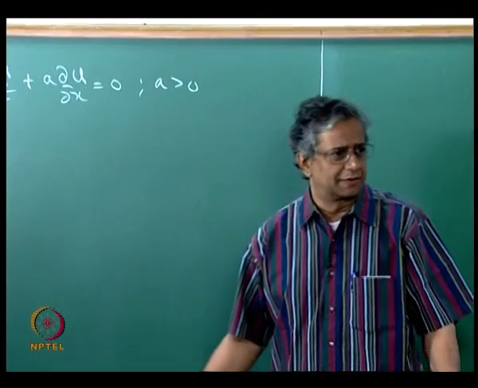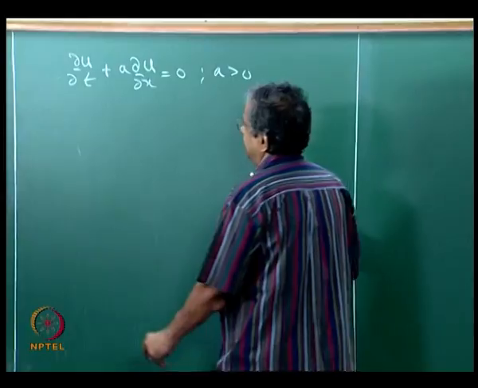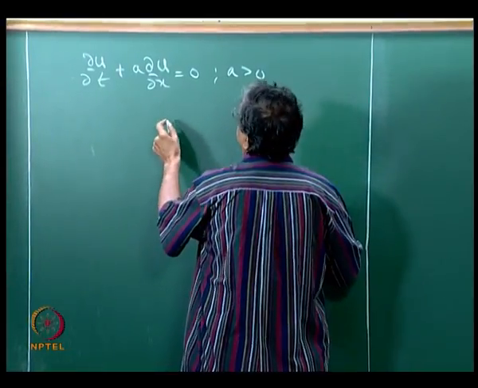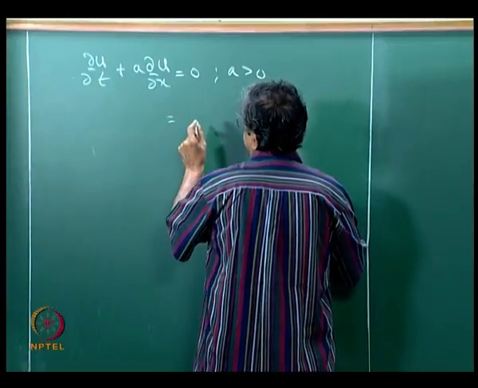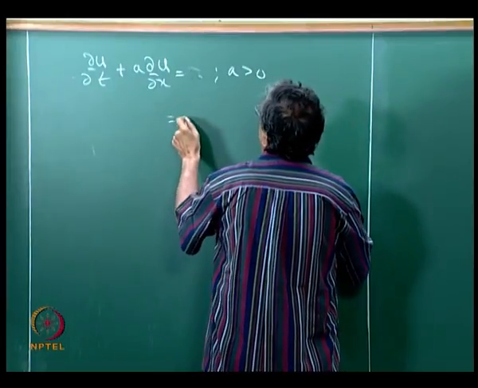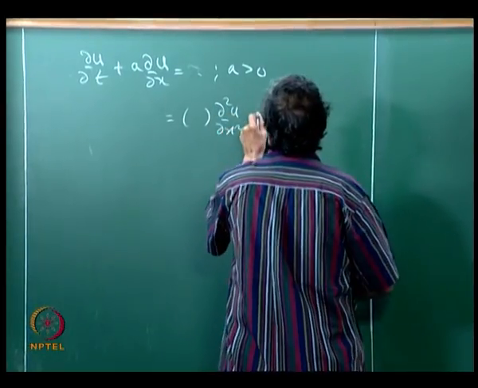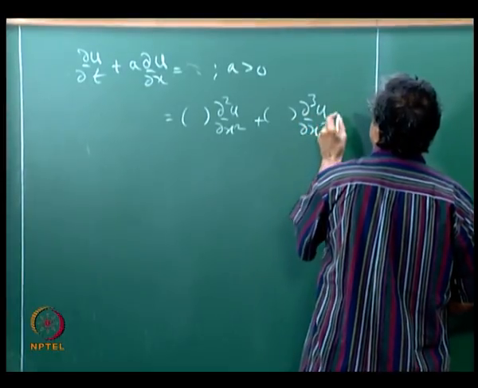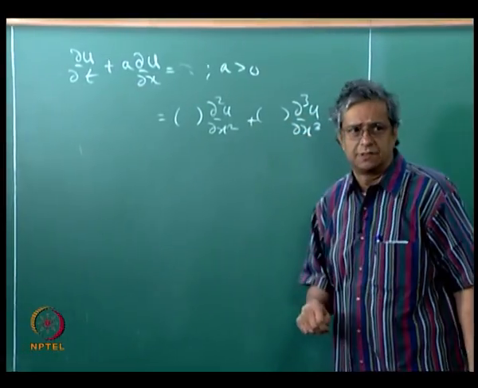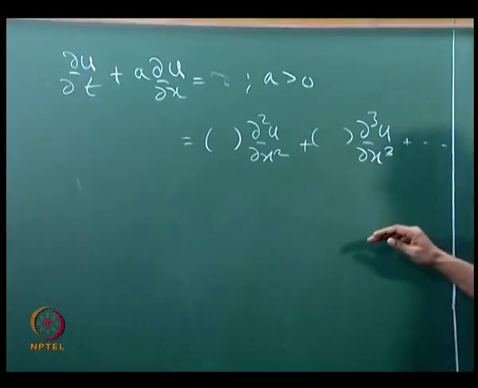the way we were looking at it had a 0 right hand side, but the modified equation ended up having terms of the form, instead of being 0, some coefficient times the second derivative of u with respect to x, and we had things with the third derivative and so on. We wrote it up to and including the fourth derivative.